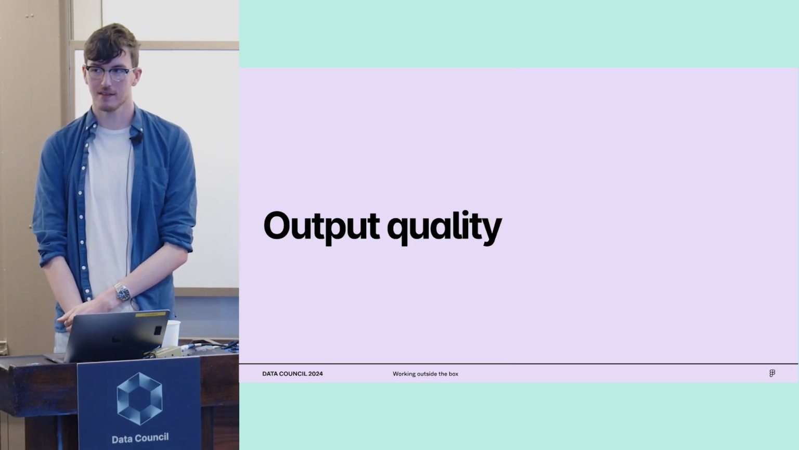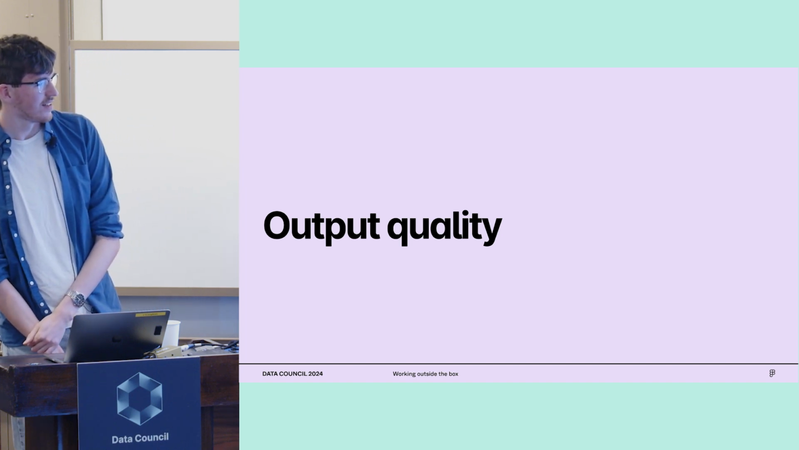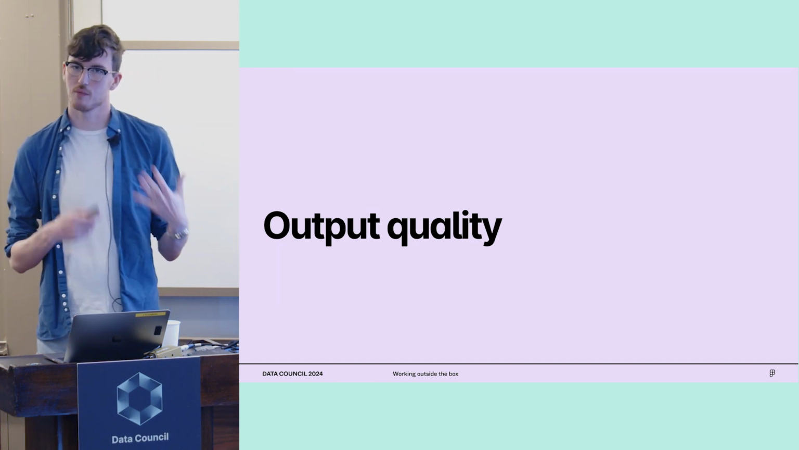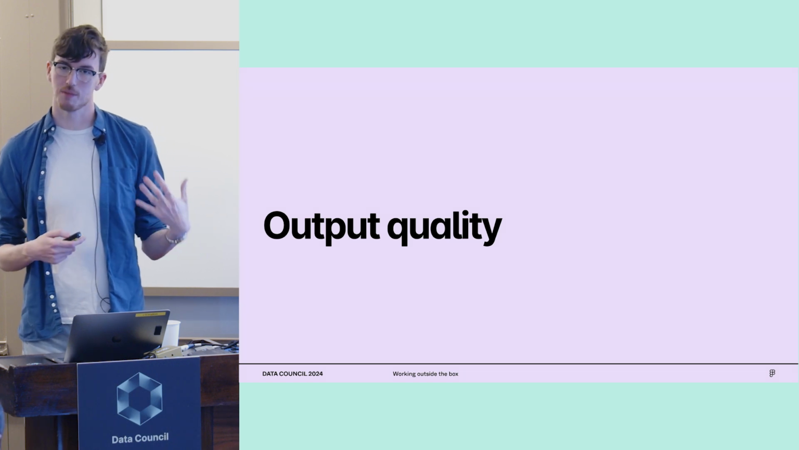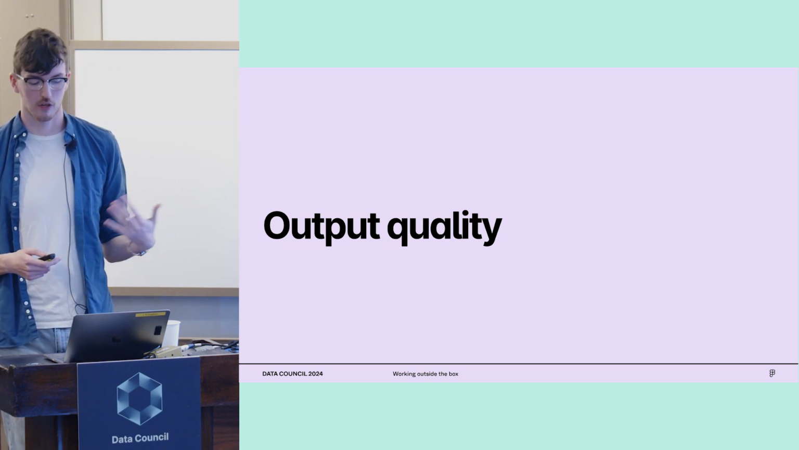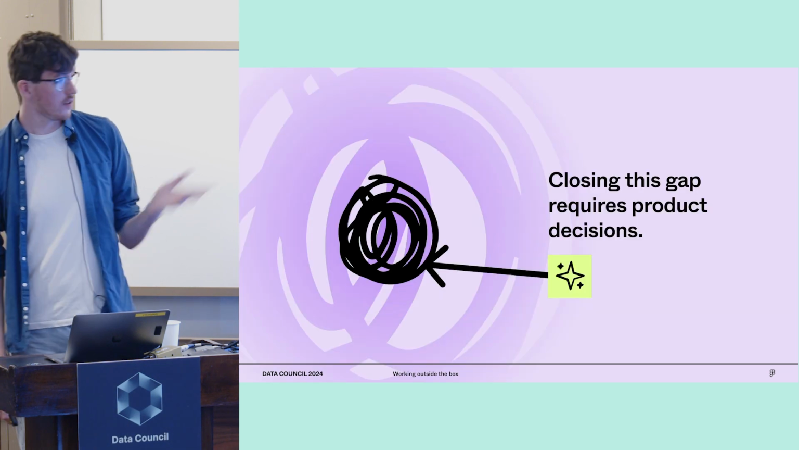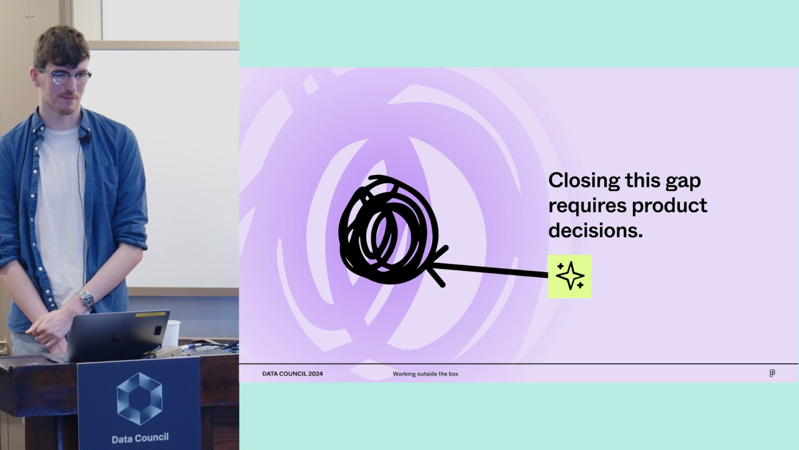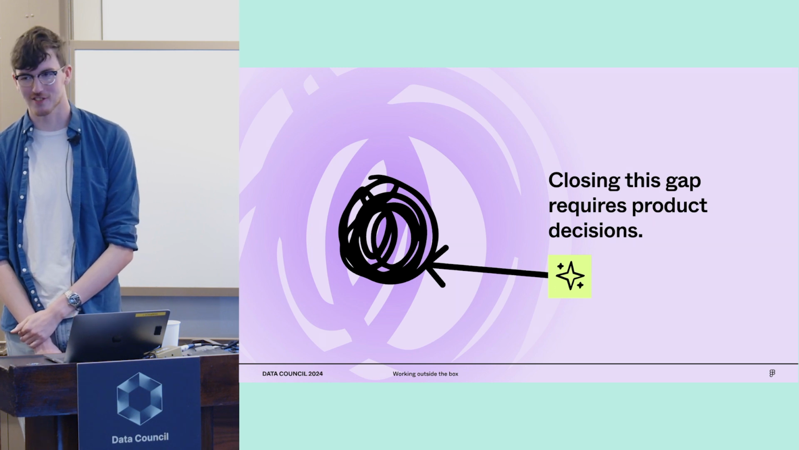And lastly, output quality. As Dan mentioned, our output quality was originally somewhat nebulous. We wanted it to be better. We knew what we wanted, but we struggled in some ways to articulate that. And closing this gap requires product decisions, many more than you might think, or than we initially thought.